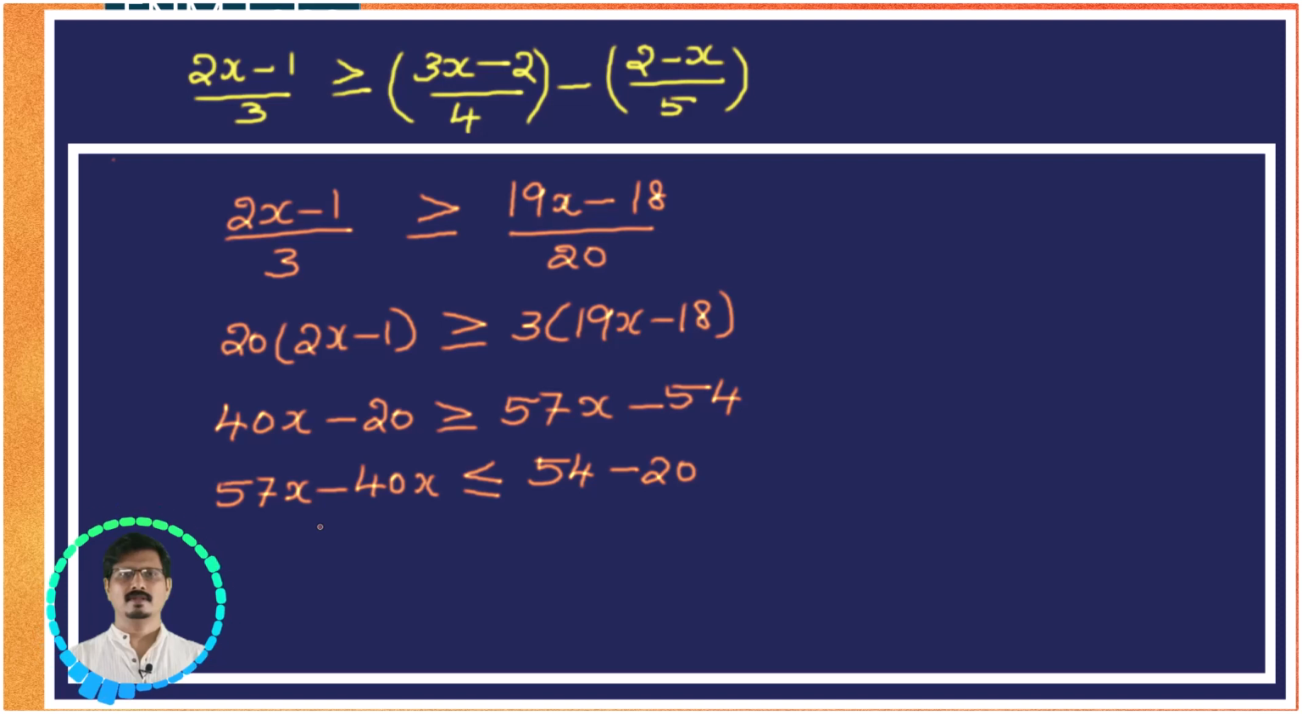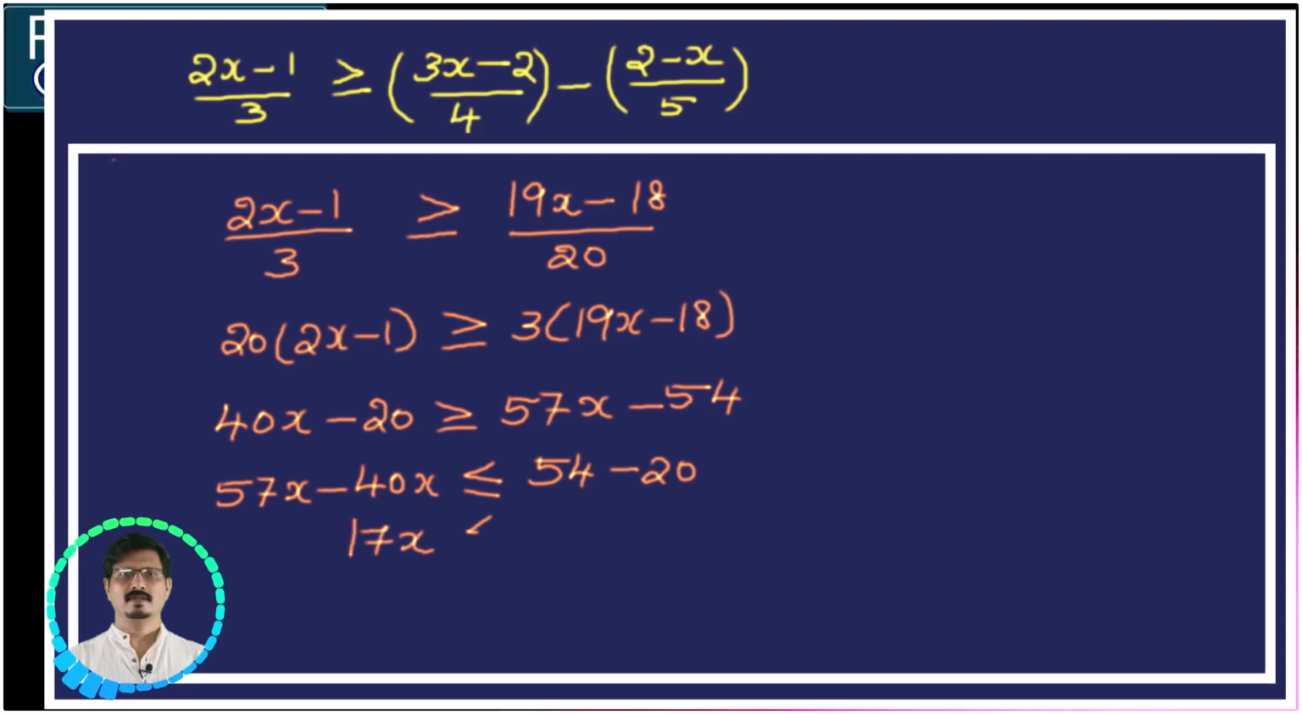Remember, we have changed the side. We have taken the term containing x to the less than side. So it becomes 57x minus 40x in the less than part, which is less than or equal to 54 minus 20. So finally we get 17x less than or equal to 34, which results in the value of x as 2. Now we get the value of x satisfying the given inequality as x less than or equal to 2.